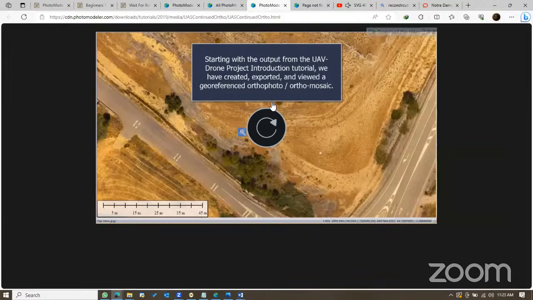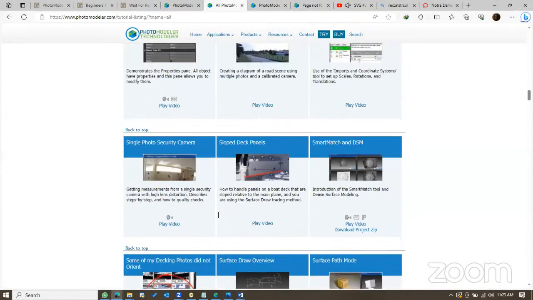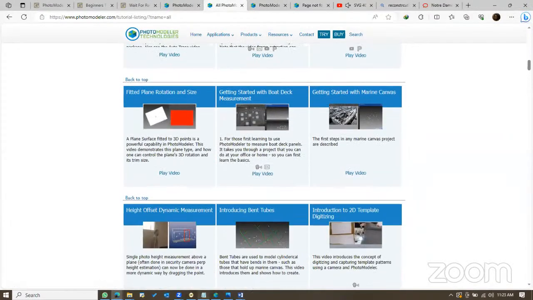So, ladies and gentlemen, I hope I'm able to enlighten you more about the importance of digital photogrammetry and the use of PhotoModeler. Any questions so far?